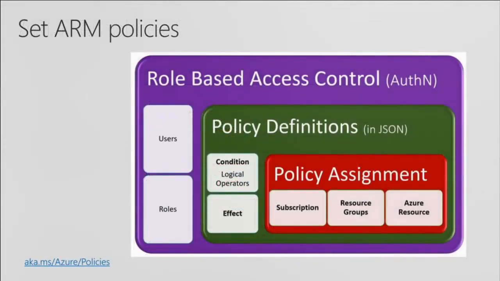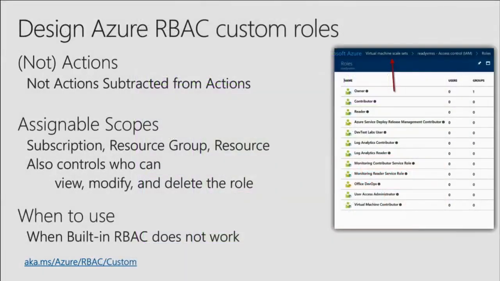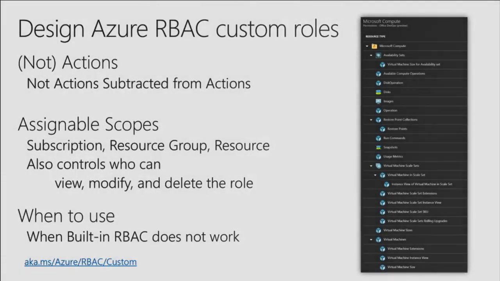ARM policies, controlled by role-based access. The policy definitions sit in JSON, and you assign those policies to either a resource group, or a subscription. Fairly simple. And you give role-based access custom roles to individual areas that you want. Choose the area, go to Identity Access Management, give people access to it. You can limit the access to individual types of resources as well.